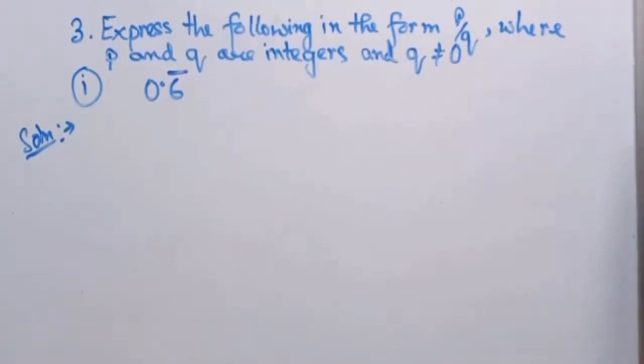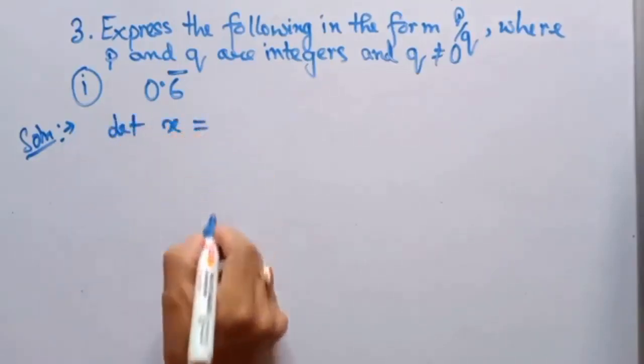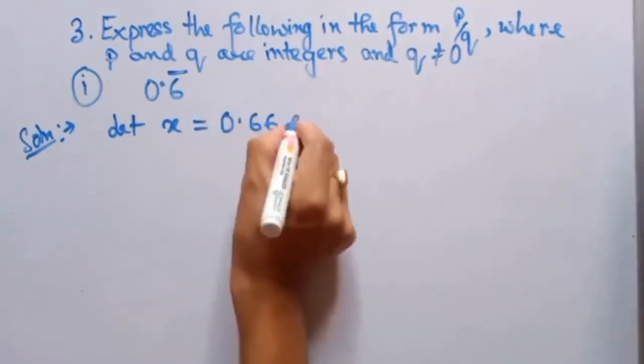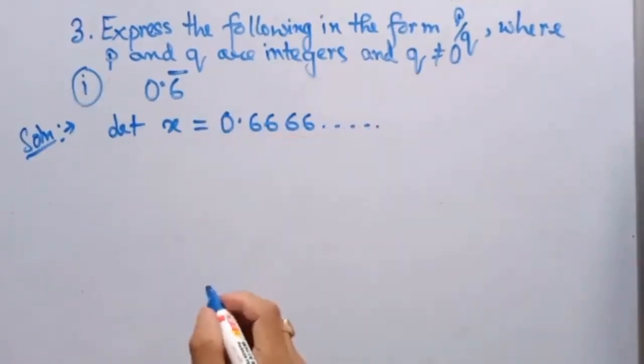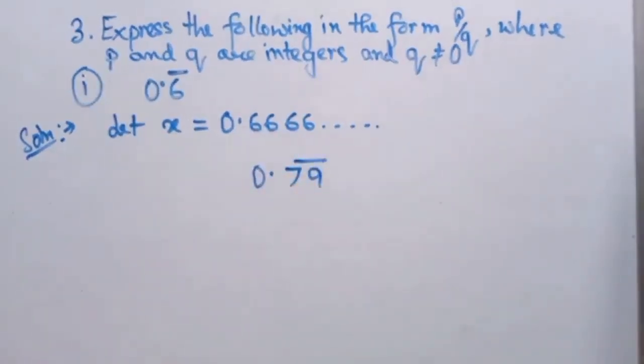For this, let us assume this number, which is 0.6 bar, is equal to x. Therefore, solution: let x equal to 0.6666. Now what we are going to do is we will multiply both sides of this equation by 10. Why 10? Because here in this decimal expansion the repeating digit is 1, that is the number 6 is repeated again and again. If suppose in a decimal expansion the repeating digits are 2, then we are going to multiply both sides of that equation by 100 and so on.